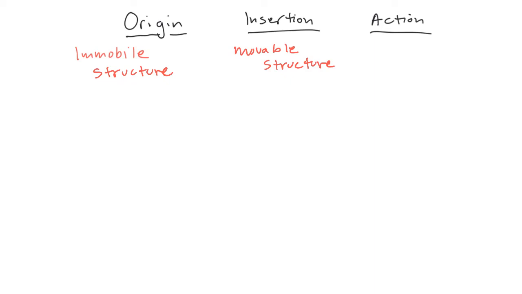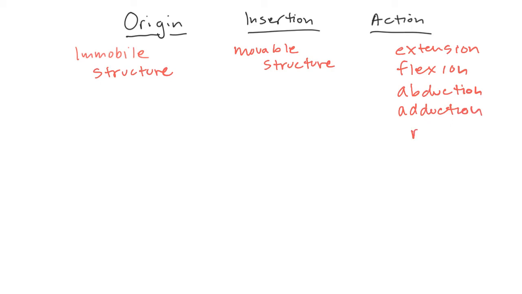And the actions we already know. We learned them with the joints, right? What are some of the actions? Extension, flexion, abduction, adduction, rotation. Right, we've got a big long list of these different actions which are associated with the joints but are caused by muscle contraction.